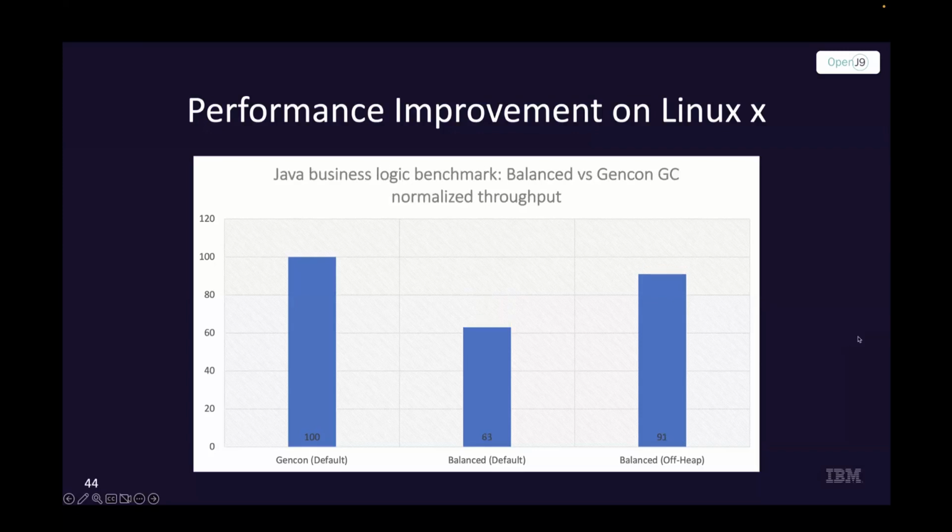Now, here's another Java business logic benchmark we gathered performance numbers for. This benchmark models a typical store workload, which includes online transactions and in-person transactions involving POS terminals and cash. Compared to baseline GenCon, balanced GC is regressed by 37%. With OFI technology enabled, the gap between balanced GC and GenCon is reduced to just 9%, meaning we're able to recover 28% of the performance.